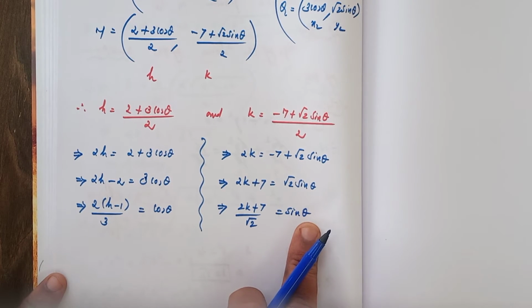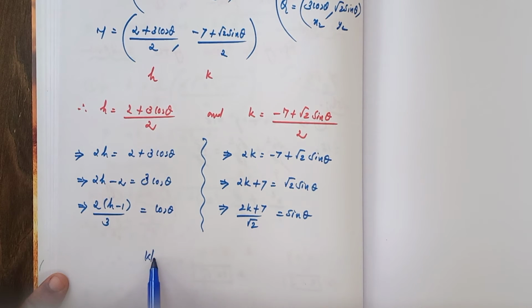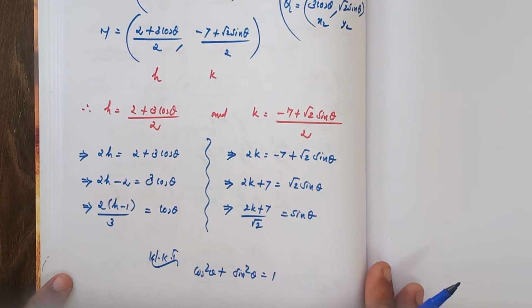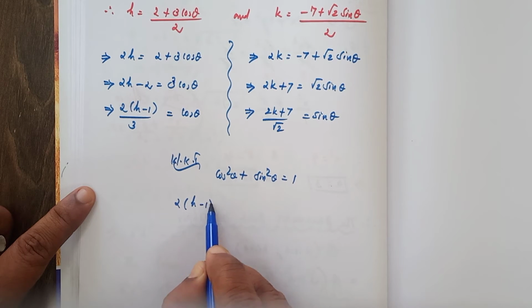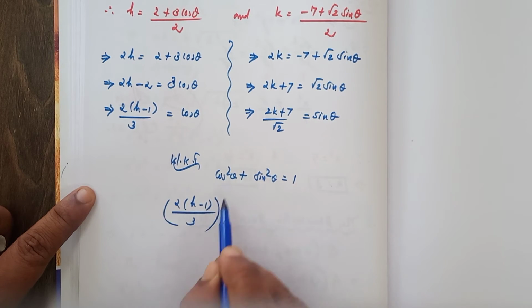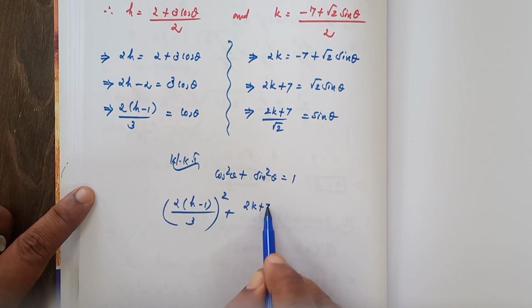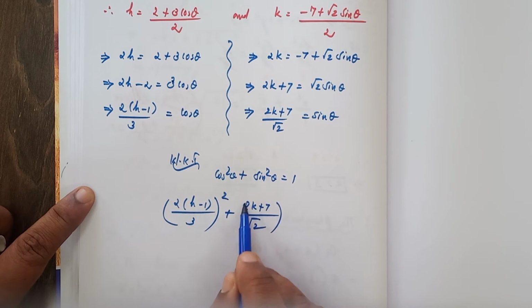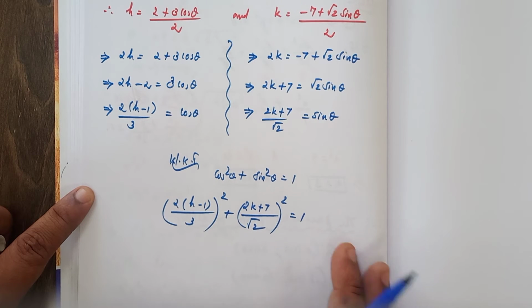We know the formula cos square theta plus sin square theta is equal to 1. Cos theta value here is (2h minus 1) by 3, squared, plus sin theta value here is (2k plus 7) divided by root 2, squared, that is equal to 1. Look at that, no theta. Here theta has been eliminated, but you have to simplify.